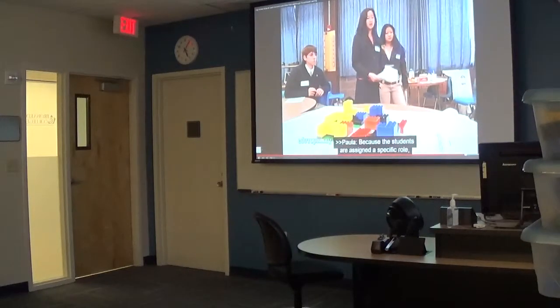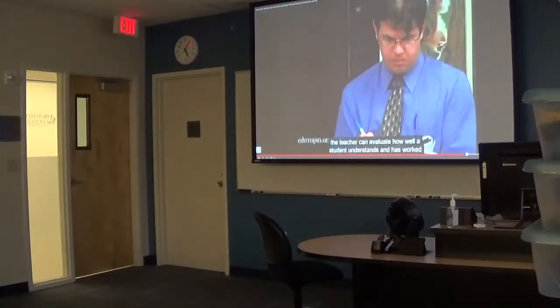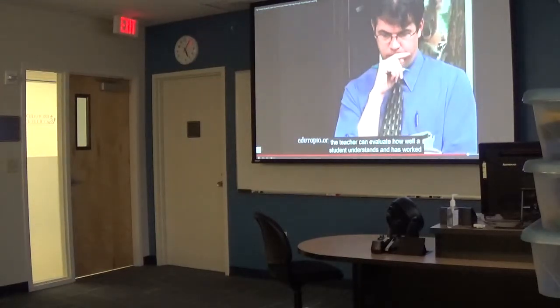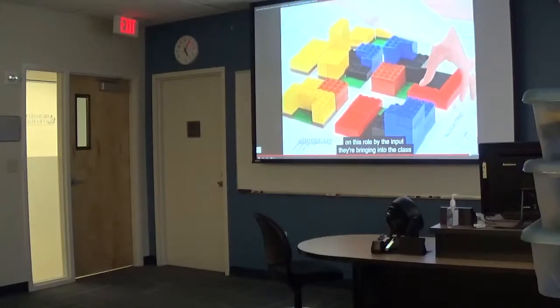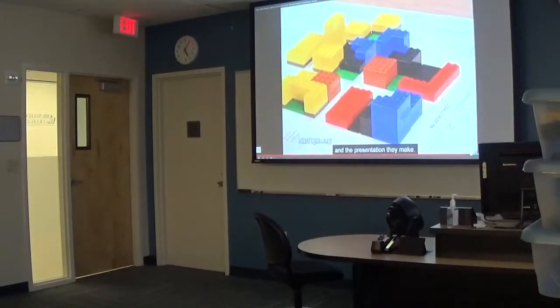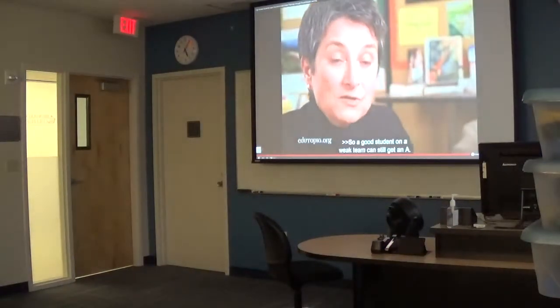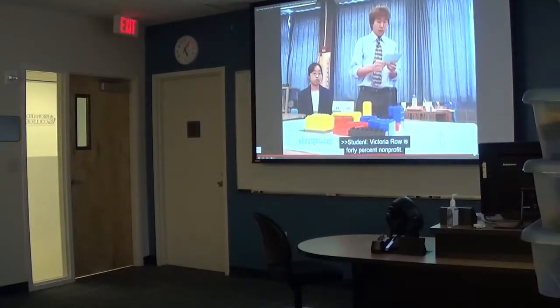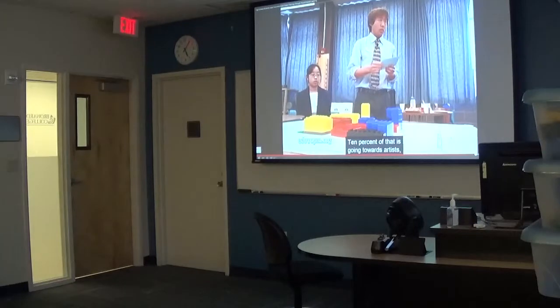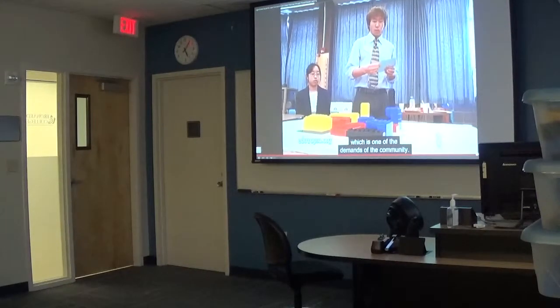Because the students are assigned a specific role, a teacher can evaluate how well a student understands and has worked on this role by the input they're bringing into class and the presentation they make. So a good student on a weak team can still get an A. Victoria Row is 40% nonprofit. 10% of that is going towards artists, which is one of the demands of the community.